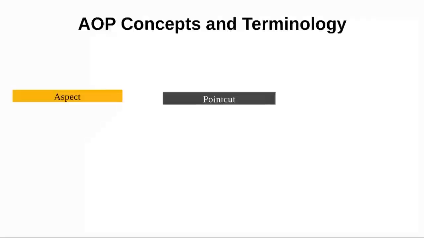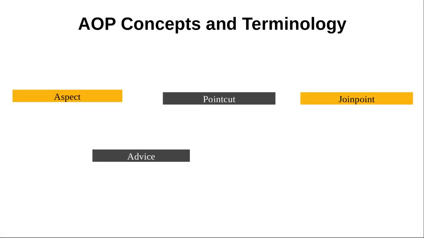Now AOP Concepts and Terminologies. Before this, I would just like to add one more point: Spring IOC and Spring AOP are completely independent. They are not dependent on each other. AOP is completely independent and it's best suited to web applications. Now the concepts and terms used in Spring AOP are aspect, pointcut, join point, advice, and weaving. These are some of the major concepts or terms that we are using.